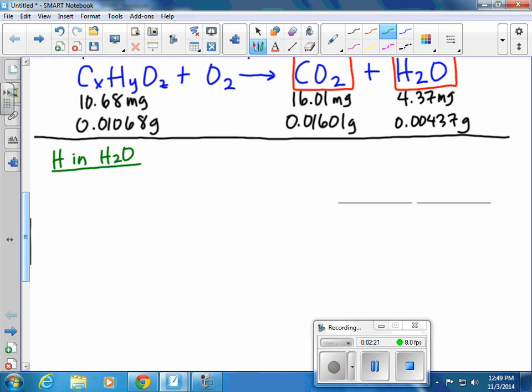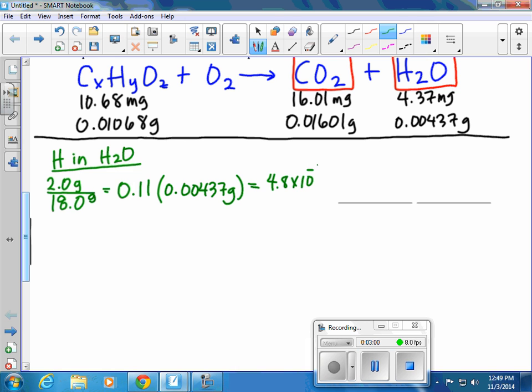So when I do that, I know that in my compound, I have 2 grams of hydrogen, the molar mass of that, over the total that we've done already is equal to 0.11. Now I could go ahead and multiply by 100 and say I have 11% hydrogen in water, but I don't really need to do anything more than this, so I'm just going to take that it's 11% or 0.11, multiply by the amount of water that I have, which is 0.00437 grams, and I'm going to say that there's 4.8 times 10 to the negative 4th grams of hydrogen in my compound.